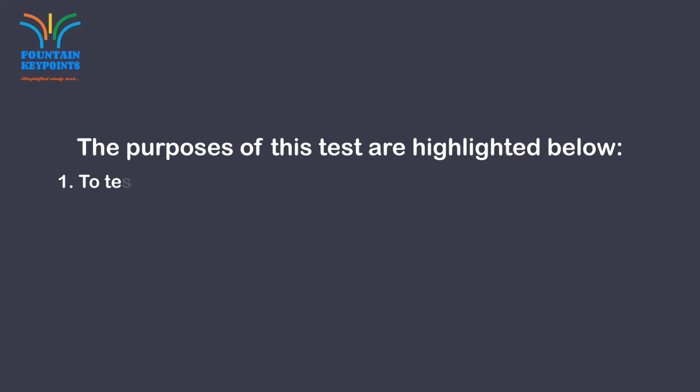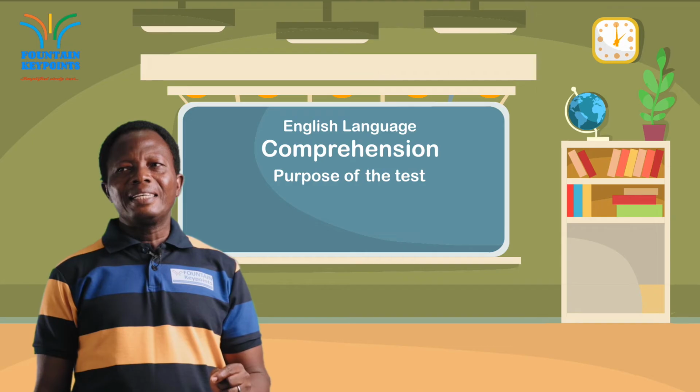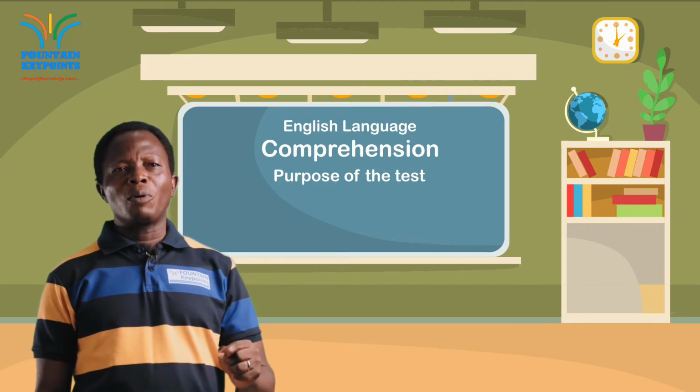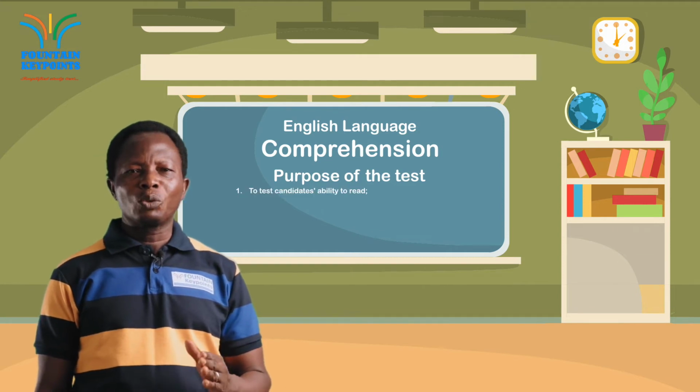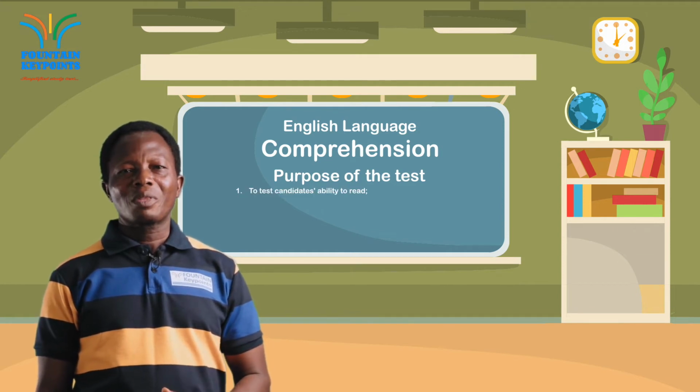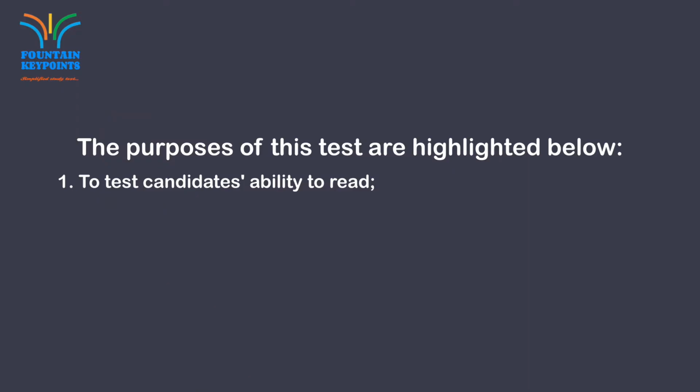Number 1, to test candidates' ability to read. The test of comprehension is based upon reading. Where a candidate doesn't know how to read, he should not take the test. Reading is the first test. And when we talk about reading, it goes beyond the ability to identify words and pronounce words. Reading is based on understanding.